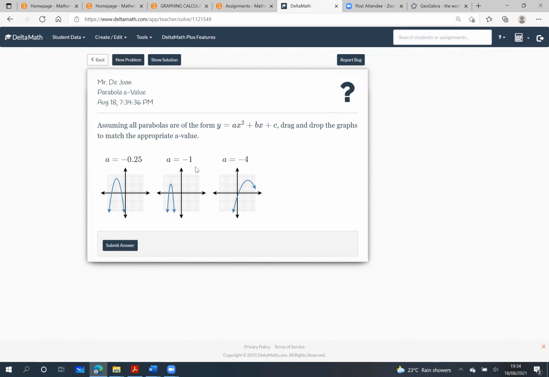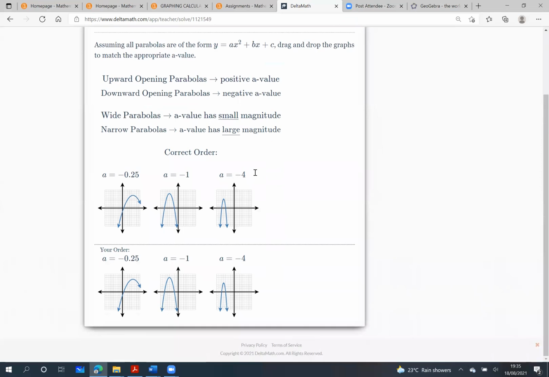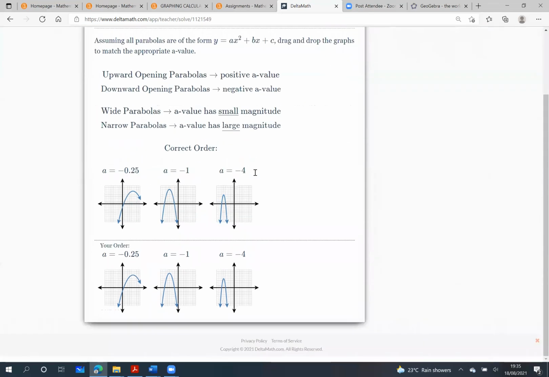But we do know that the smallest number is the widest parabola, which appears to be this one right here. So we know this is going to be negative 0.25. It's the widest of them all. It doesn't even fit on the graph. Negative 1 needs to be the second widest, which appears to be this one right here. And negative 4 is always super narrow. So we know that this is the one that's going to fit. There we go, negative 4, okay?